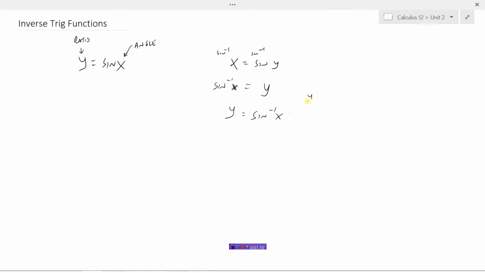Sometimes this function is called arc sine of x. You won't see this that often, but arc sine really means inverse sine of x. I'm going to stick with this sine minus 1 notation for inverse sine of x. So now x has become a ratio, and y has become an angle because we now have the inverse of it. X and y have gotten switched. Let's see how this would look graphically.